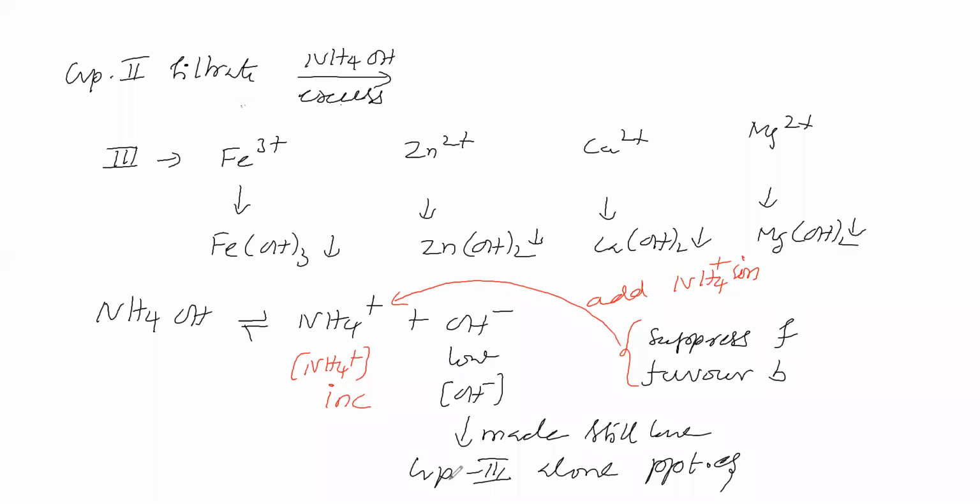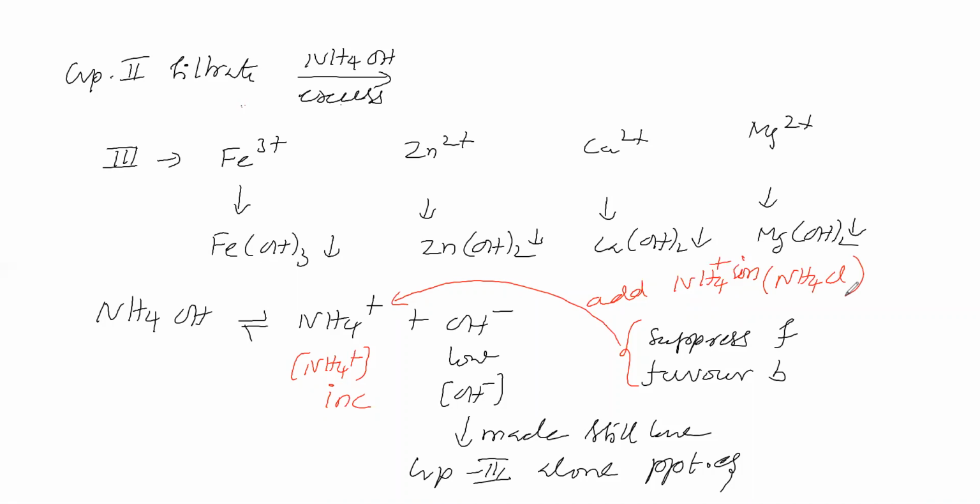In order to make group 3 alone precipitate, we should keep the concentration of hydroxide much lower than that of ammonium hydroxide alone. Ammonium hydroxide provided the hydroxide concentration. So, in order to make this concentration lower, we are adding ammonium ions, that is nothing but ammonium chloride. Why add ammonium chloride? Have you got an idea?